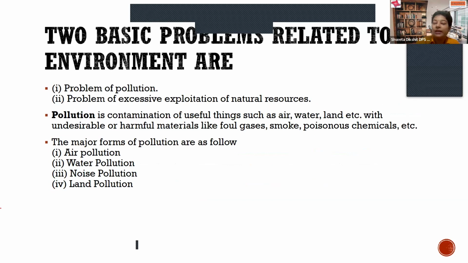Now comes the basic problems related to environment. Broadly, if we classify, see, I have been talking to you about the environmental problems, that there have been problems, there have been challenges. So what basically they are? The first basic problem is pollution. As written on your screen, the first basic problem is pollution, and the second is problem of excessive exploitation of natural resources.